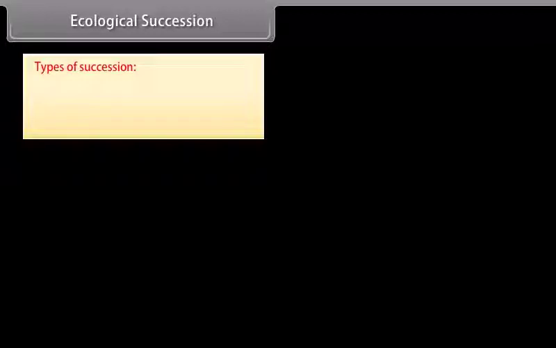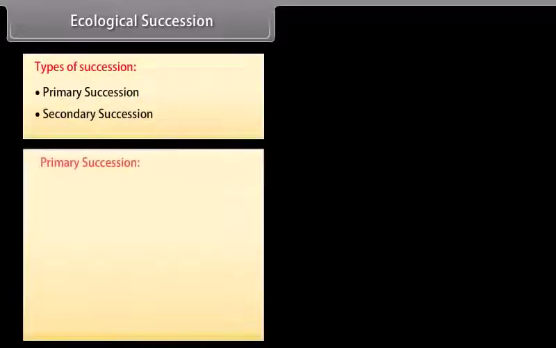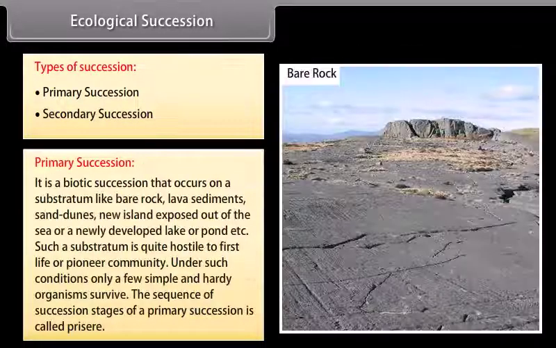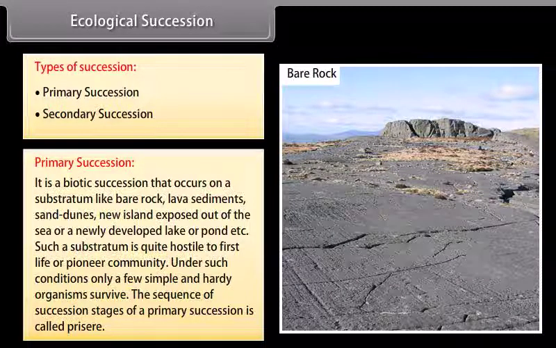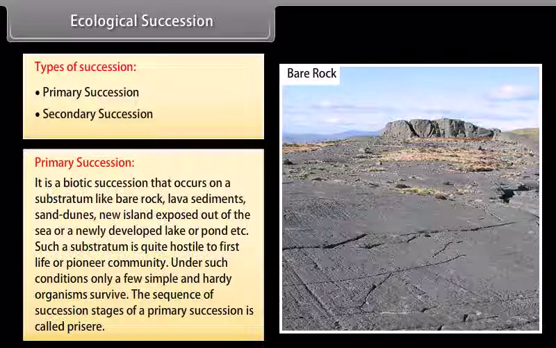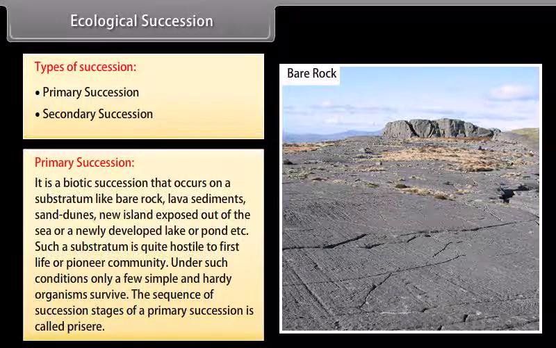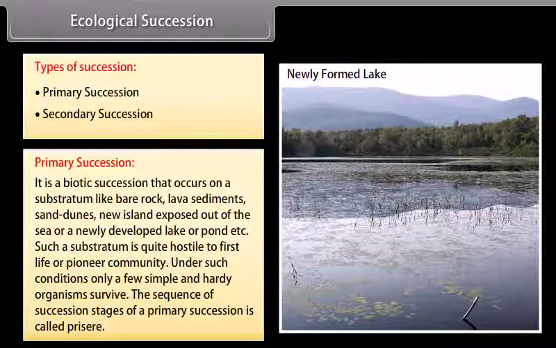Types of succession. There are two types of succession: primary succession and secondary succession. Primary succession is a biotic succession that occurs on a substratum like bare rock, lava sediments, sand dunes, a new island exposed out of the sea, or a newly developed lake or pond, etc. Such a substratum is quite hostile to first life or prior community. Under such conditions, only a few simple and hardy organisms survive.